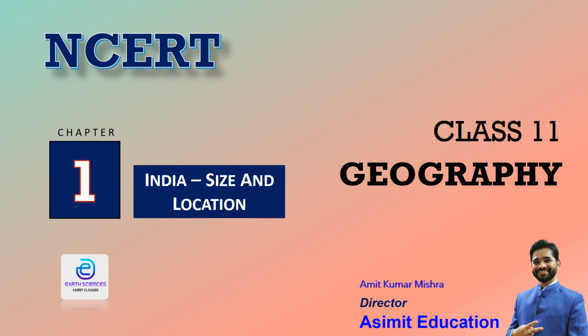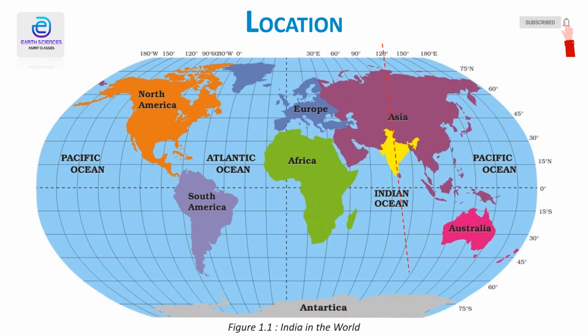So let's begin. The world is divided into 7 major continents, namely Asia, Africa, Europe, South America, North America, Australia, and Antarctica as well. The Indian subcontinent is part of the Asian continent and lies entirely in the northern hemisphere. As we can see, it is above the 0° latitude or equator. It has its position between North Asia and South Asia.